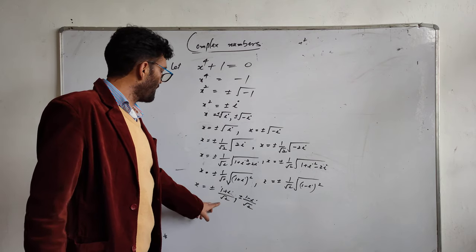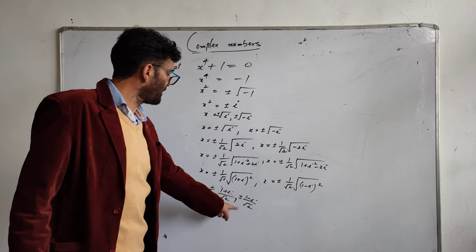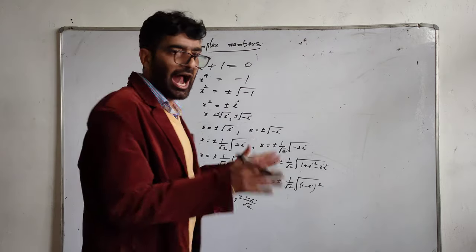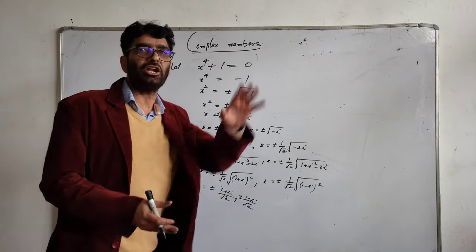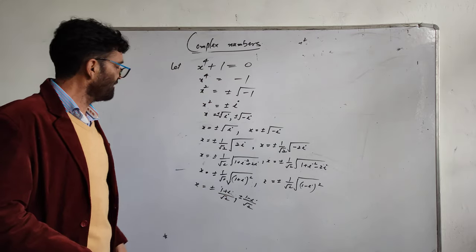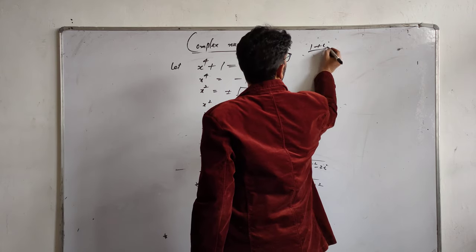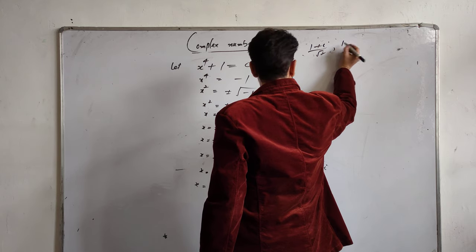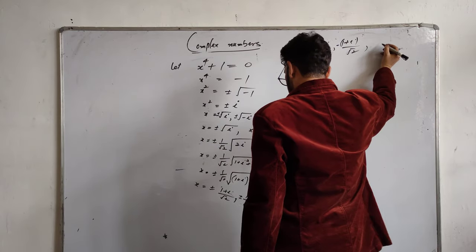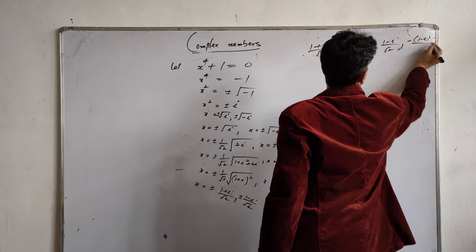The first root is 1 plus iota divided by root 2. The second root is minus times 1 plus iota divided by root 2. The third one is 1 minus iota divided by root 2. And the fourth one is minus times 1 minus iota divided by root 2. You can examine: if the symbol iota had not been introduced by Leonhard Euler, what would happen? You would not find the roots of this very equation. The roots are these four.